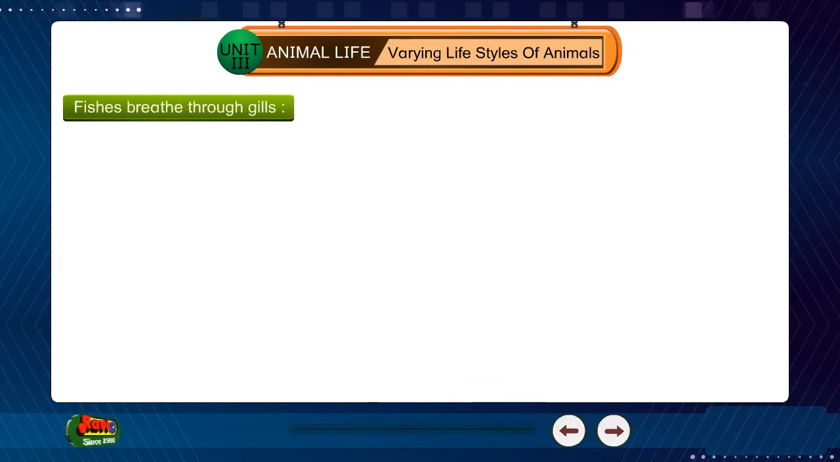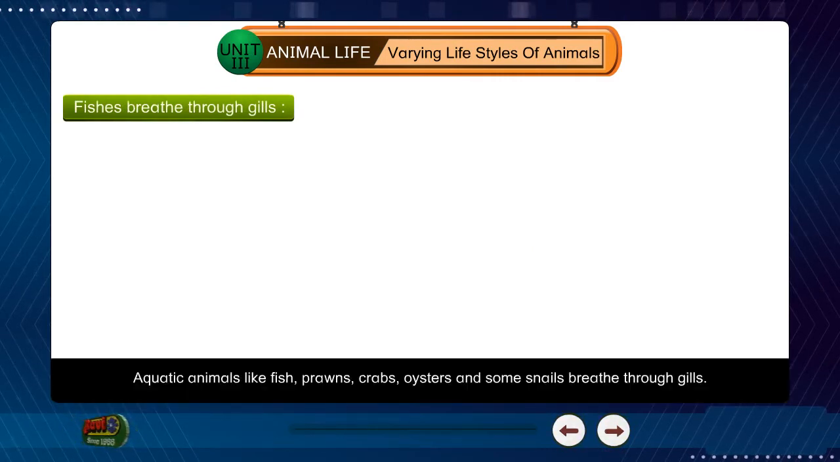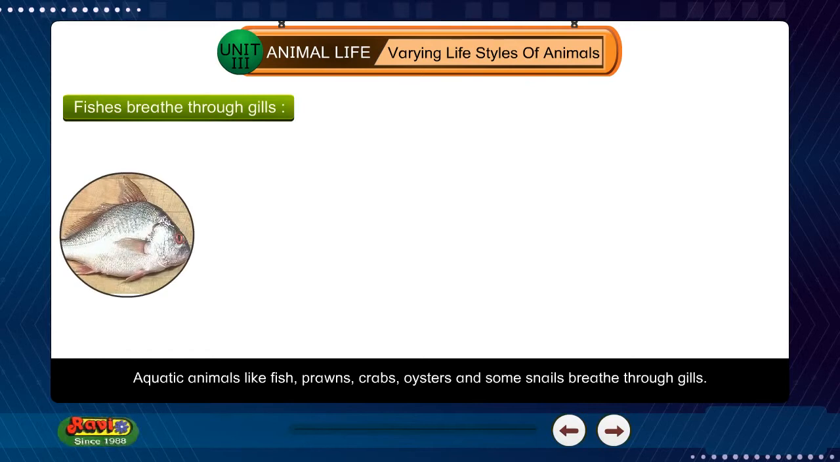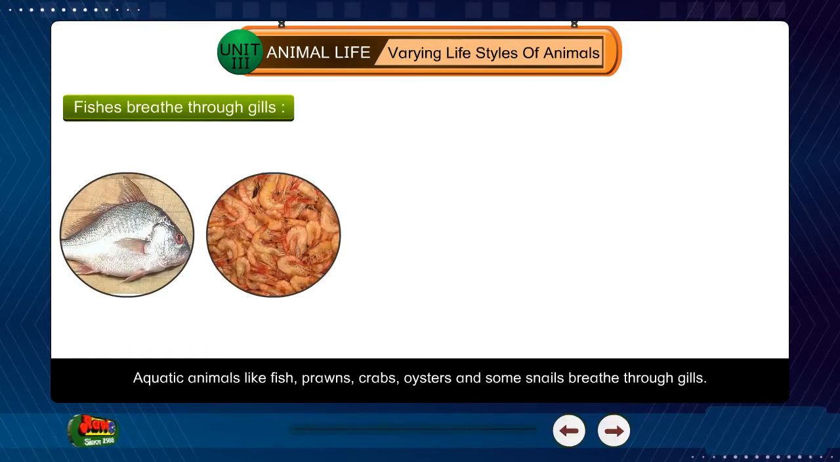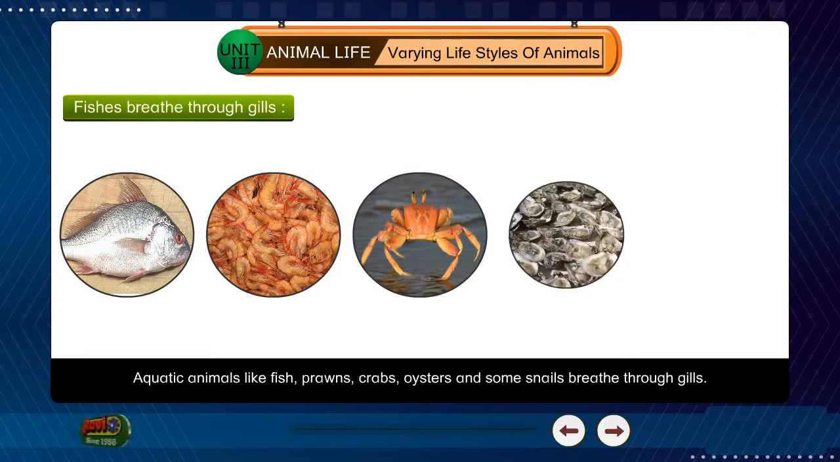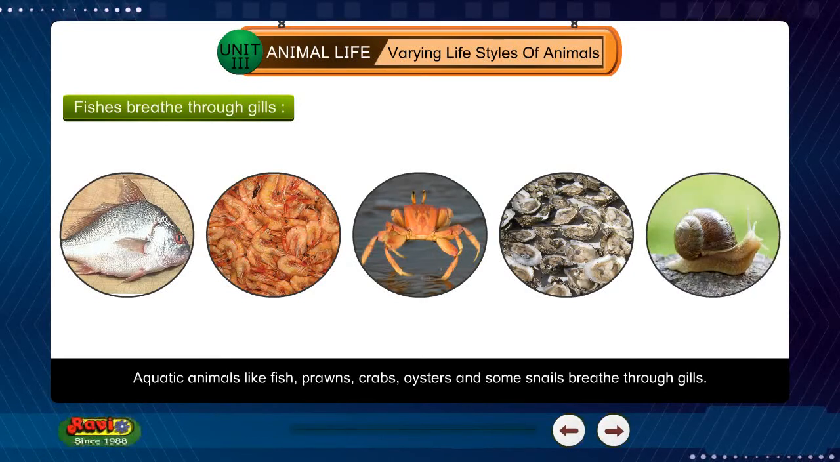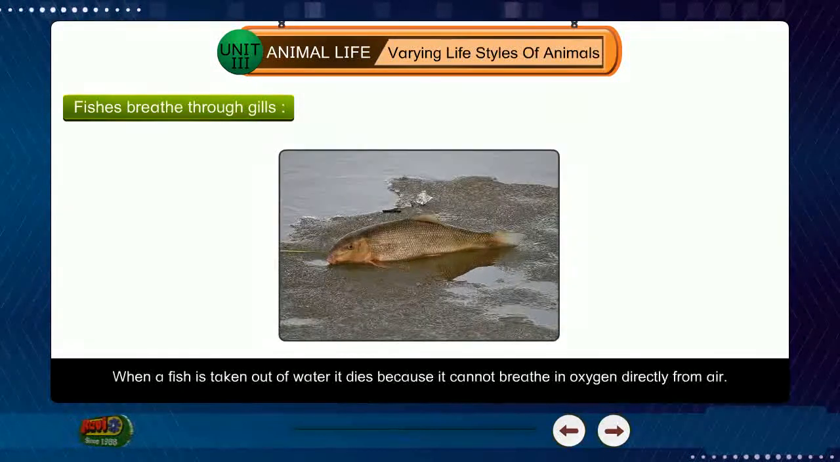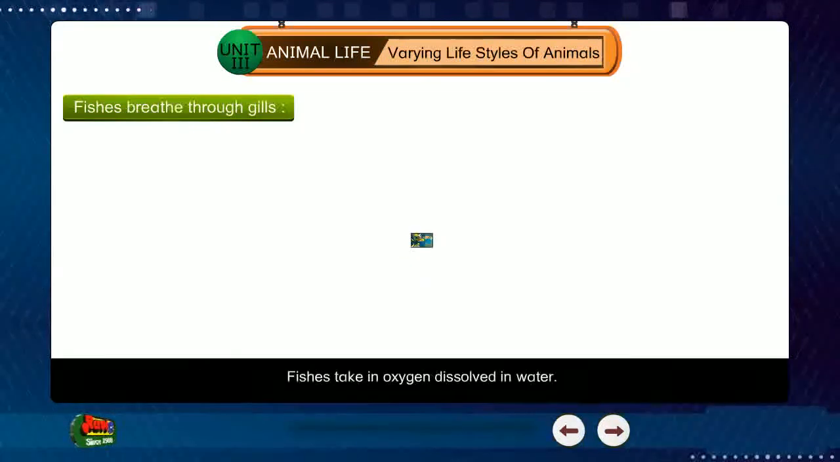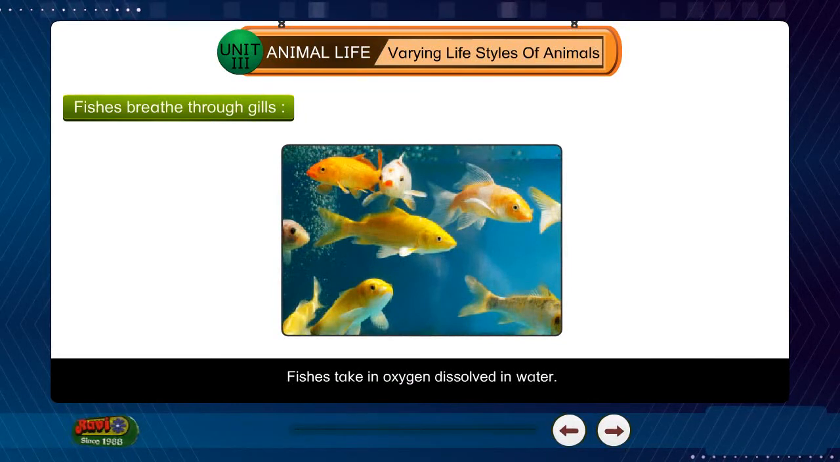Fishes breathe through gills. Aquatic animals like fish, prawns, crabs, oysters, and some snails breathe through gills. When a fish is taken out of water, it dies because it cannot breathe in oxygen directly from air. Fishes take in oxygen dissolved in water.